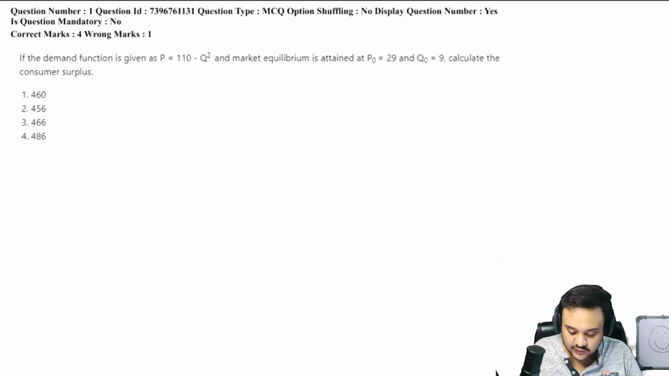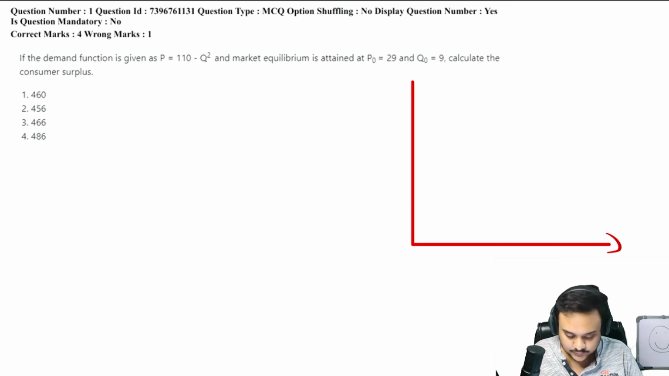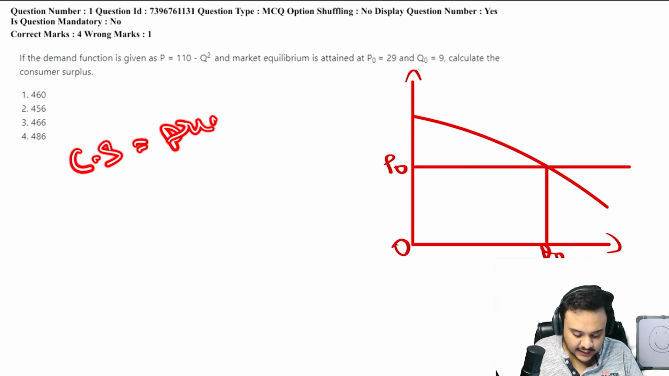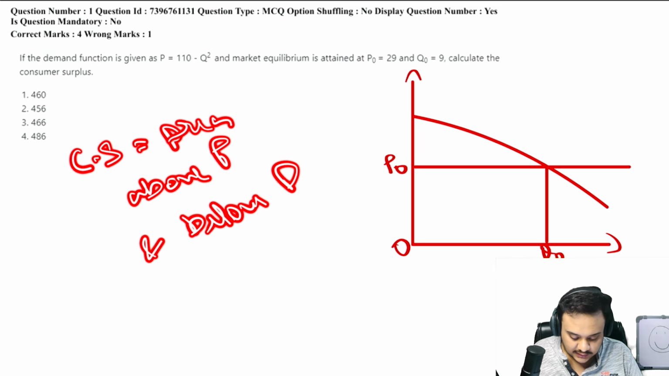Very easy. First of all, let us just try to understand this graphically. What are we trying to say? You already know that. Let us just say that this is our demand function. Just take any straight line or any line. You are also given the price. This is your equilibrium price, which is P naught. You are also given your equilibrium quantity, which is Q naught. So what is the consumer surplus? Consumer surplus is equal to the area above the price and below the demand curve.